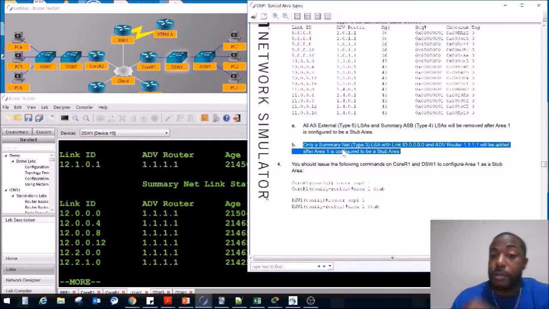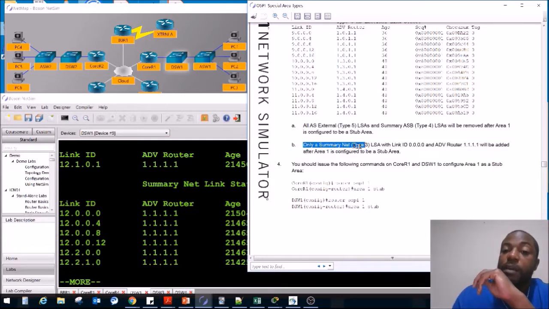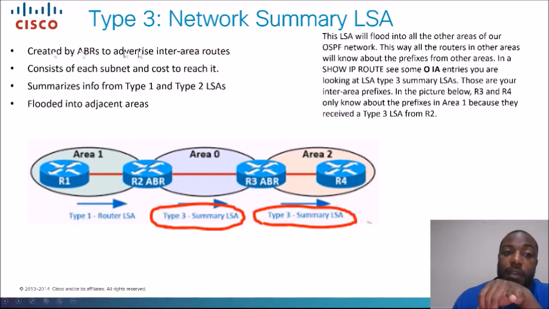So remember, we talked about the net LSA types in the last video. Summary net type 3. What is that? A type 3 is created by ABRs to advertise inter-area routes. What's an inter-area route? It's a route that's within our area. So when you think of, or I'm sorry, that's intra.